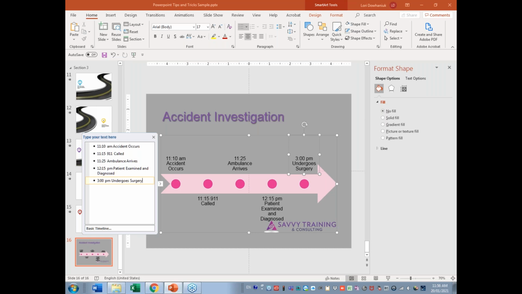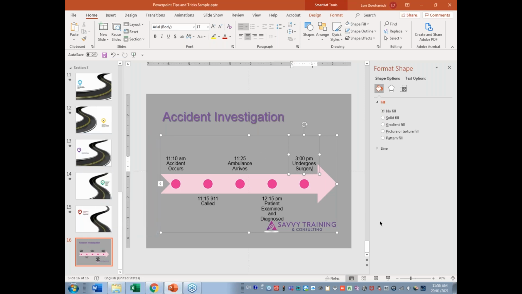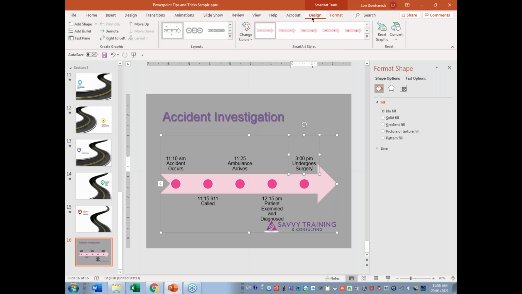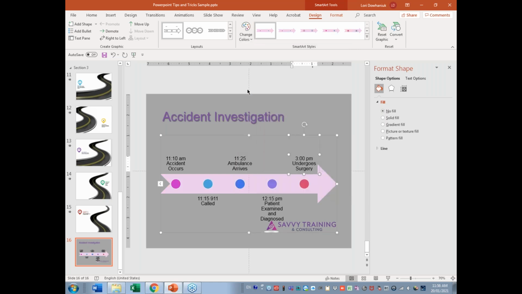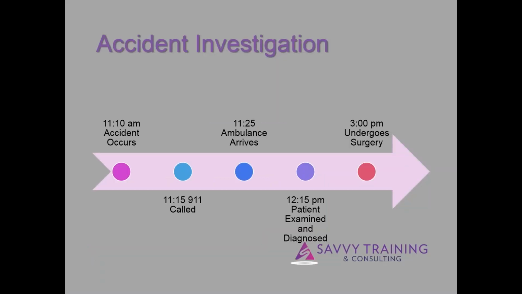Okay, so put all the little pieces in, and then if I close that, you can see there is my timeline. And if I want to make any changes to the timeline, I can go up here under Smart Tools. If I go to Design, and I go here to change colors, I'm going to choose this first option that's colorful, and you can see it gives me different circles. And if I view this through slideshow, you can just see it just comes up as a current slide.